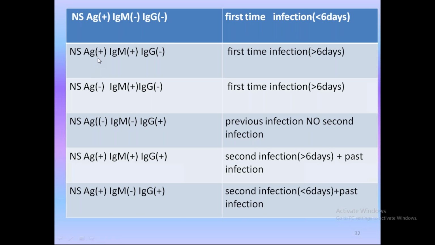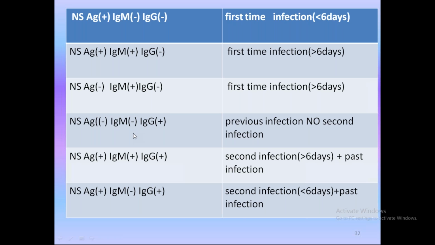NS1 antigen positive, IgM antibody positive, but IgG negative. This we can see in the rapid test; most dengue rapid card tests show these. This indicates a first-time, primary infection, and the duration of illness is more than 6 days, like 10 or 11 days, but IgG is not yet developed. So NS1 antigen negative, IgM positive, IgG negative is also a first-time infection, but the duration is more than 6 days.